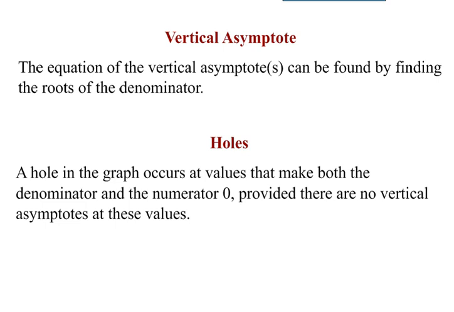So starting with the vertical asymptote. The equation of the vertical asymptote, or asymptotes, can be found by finding the roots of the denominator. A rule for finding a hole in a graph. A hole in a graph occurs at values that make both the denominator and numerator 0, provided there are no vertical asymptotes at these values.